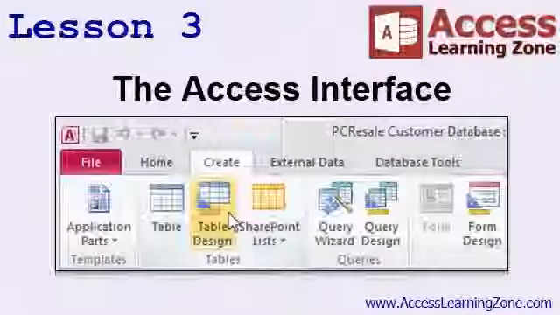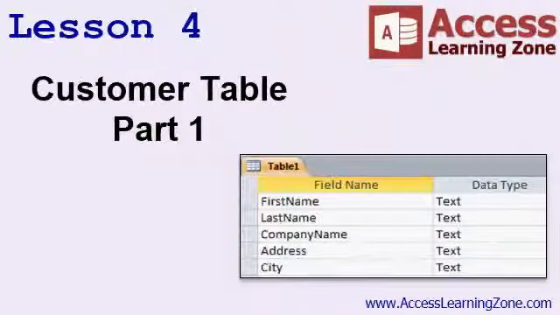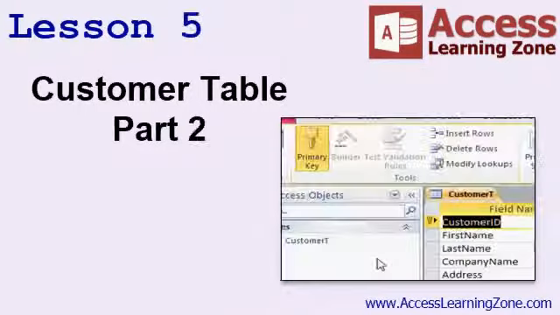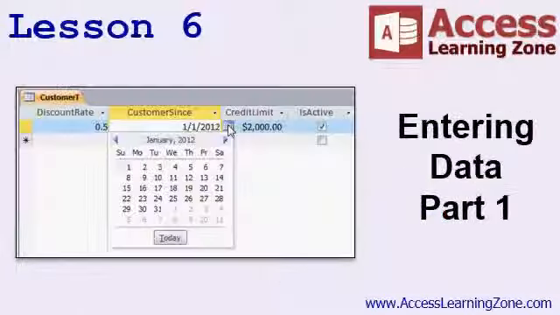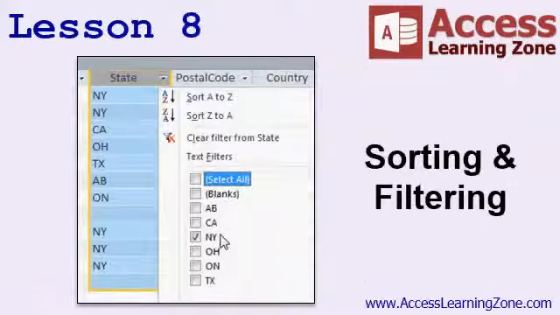In Lesson 3, we're going to learn about the different parts of the Microsoft Access interface. In Lesson 4, we're going to begin building our customer table to store customer information. In Lesson 5, we're continuing to work with our customer table, and we'll learn about primary key fields. In Lesson 6, we'll begin to enter data into our customer table. In Lesson 7, we'll learn more about data entry. In Lesson 8, we'll learn how to sort and filter the data in our tables.